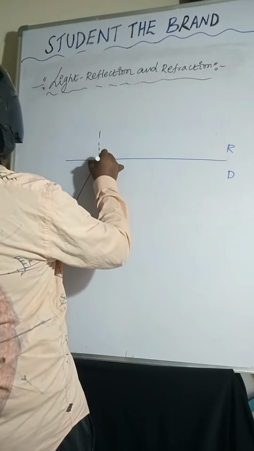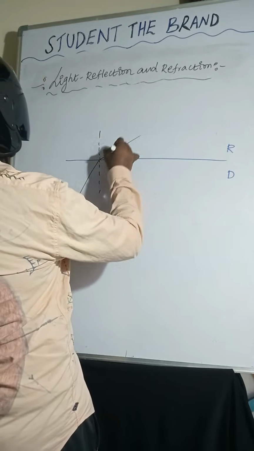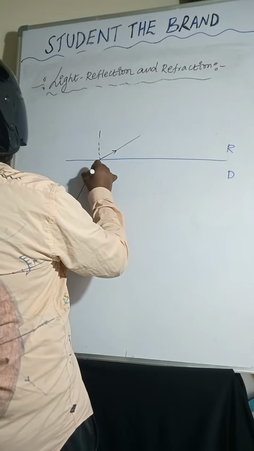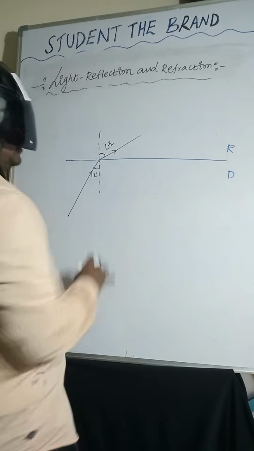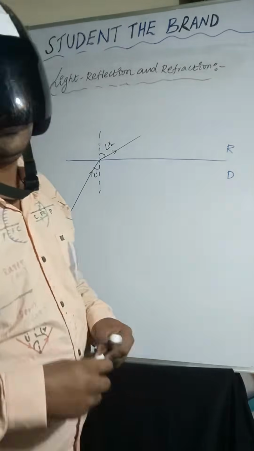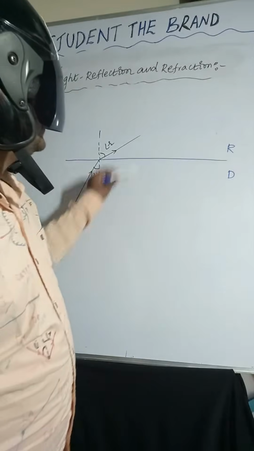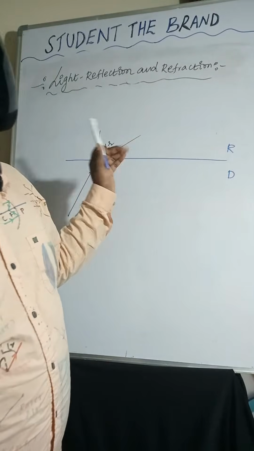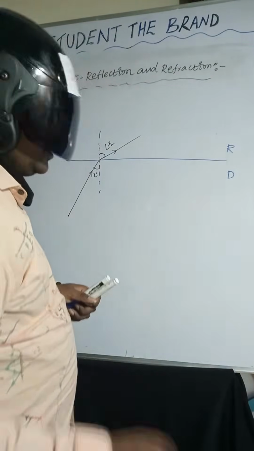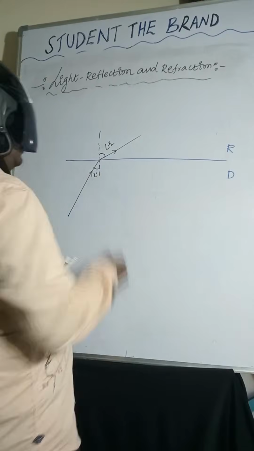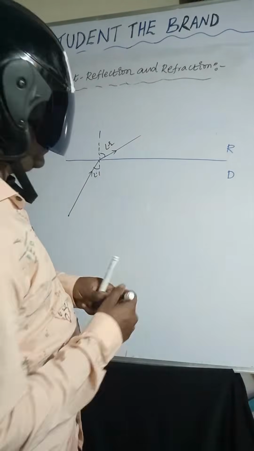Yes or no? If the light ray is moving from denser to rarer, consider the angle of incidence and the angle of refraction. If the light ray is moving from denser to rarer, it moves away from the normal line. So that is the first condition. Coming to the next one, just one activity will do.